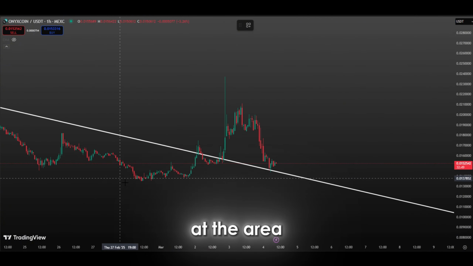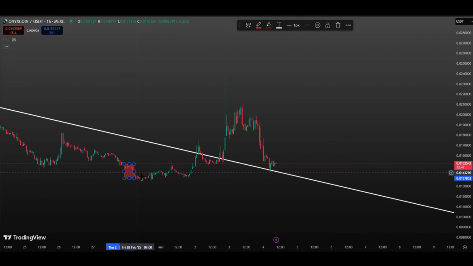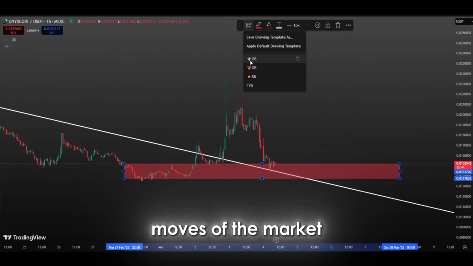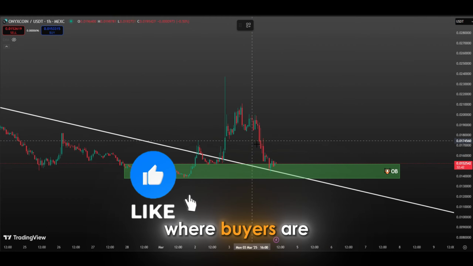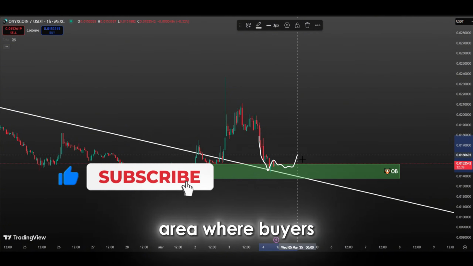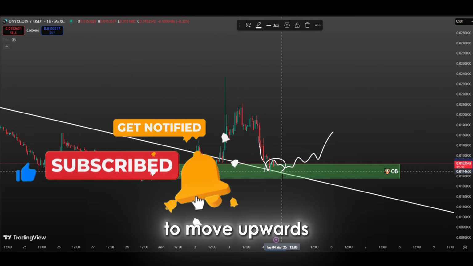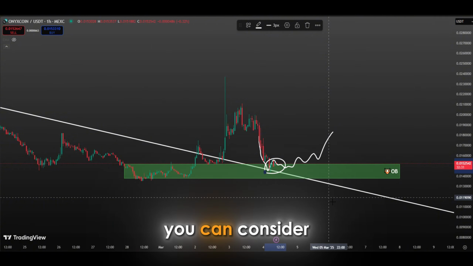Looking carefully at the area where the price is currently located, there is a significant bullish order block. This represents an area where buyers have come in strongly in previous moves of the market, causing the price to move higher. A bullish order block means that this is an area where buyers have previously entered the market. As the price approaches this block, there may be an expectation that buyers will likewise step in strongly and push the price upwards. If you are thinking of buying, you can consider this area.